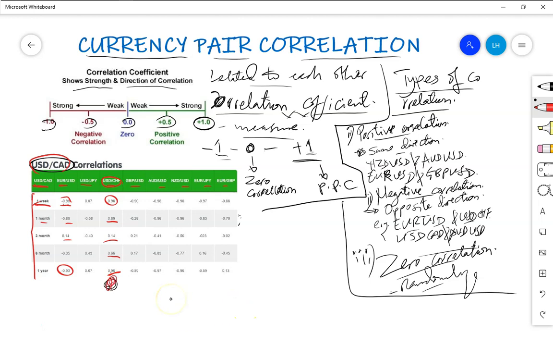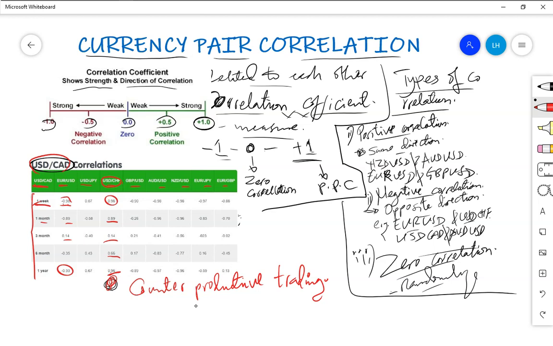they are used to eliminate what we call counterproductive trading. So currency pair correlation, either positive or negative, is very important to eliminate counterproductive trading.